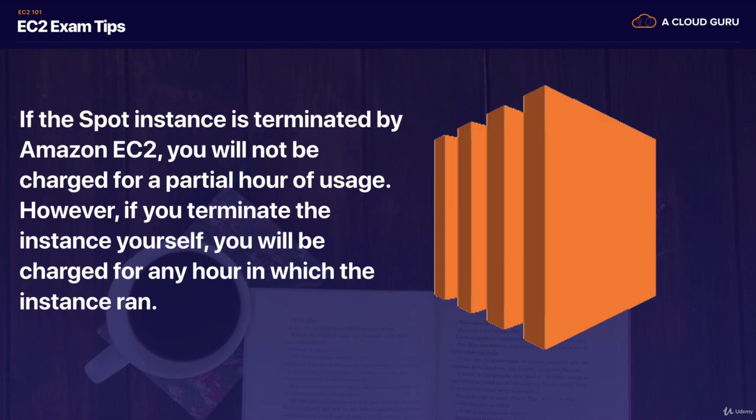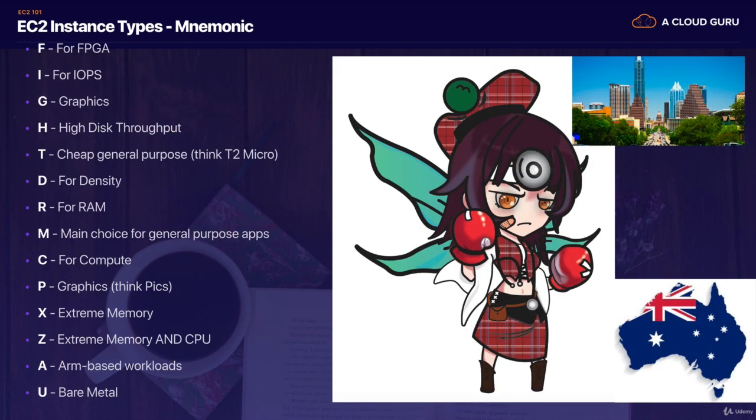And then just remember that if you've got a spot instance and it's being terminated by EC2, you're not going to be charged for a partial hour of usage. However, if you go in and terminate that instance yourself, you will be charged for the hour in which the instance ran. That can be a popular exam question.